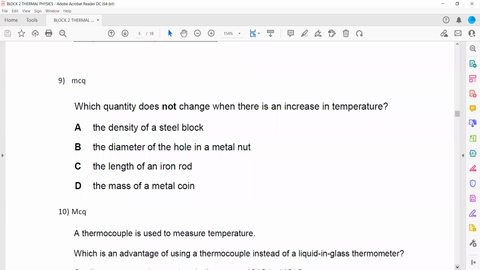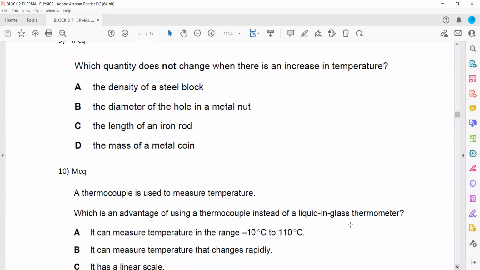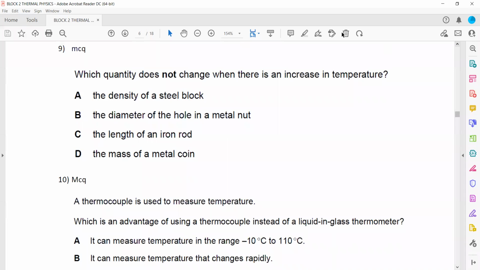Which quantity does not change when there is an increase in temperature? Temperature cannot affect the amount of matter. Density will change because density is mass present in a unit volume. If we increase the temperature, the substance expands, the volume increases, so density decreases. Diameter will also change because the volume increases. Length too, when we increase the temperature, the substance expands.